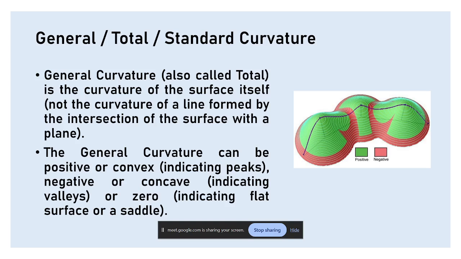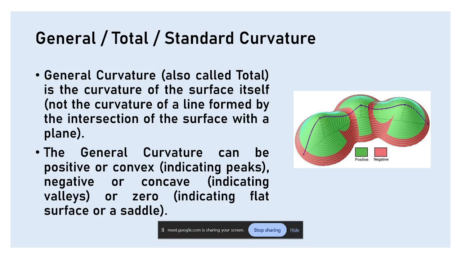Then finally we have the general, total or standard curvature. So the general curvature is also called the total or standard curvature. It is the curvature of the surface itself and not the curvature of a line formed by the intersection of the surface with the plane.